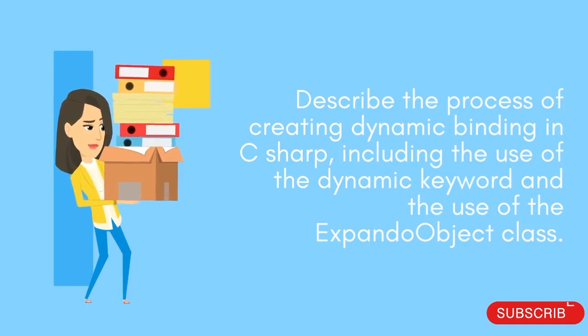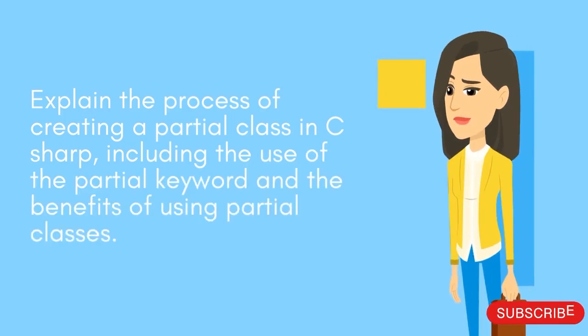Describe the process of creating dynamic binding in C#, including the use of the dynamic keyword and the use of the ExpandoObject class. Explain the process of creating a partial class in C#, including the use of the partial keyword and the benefits of using partial classes.